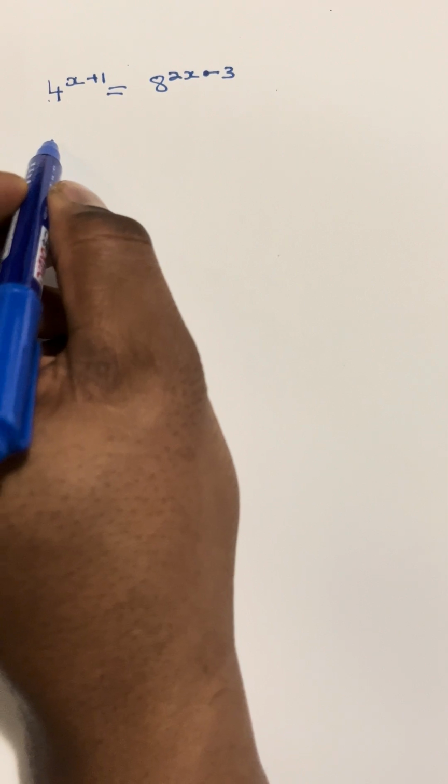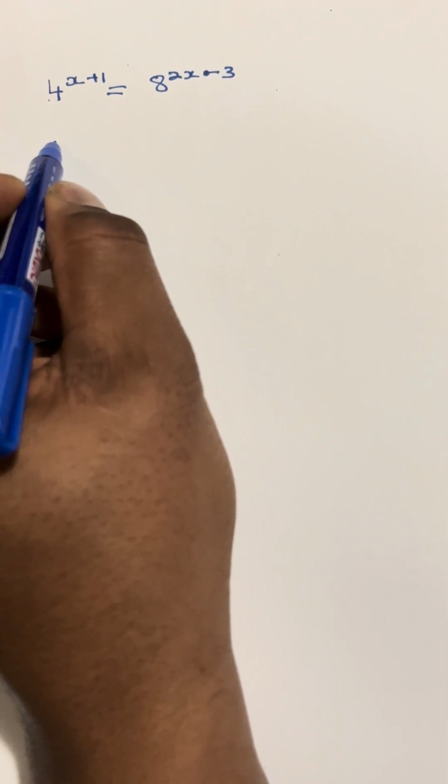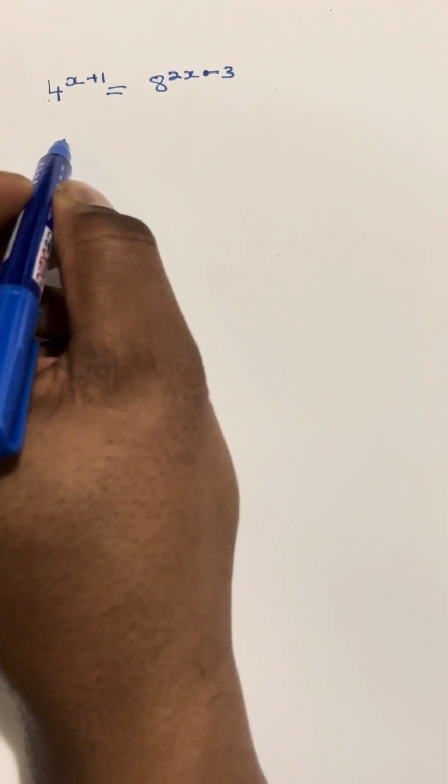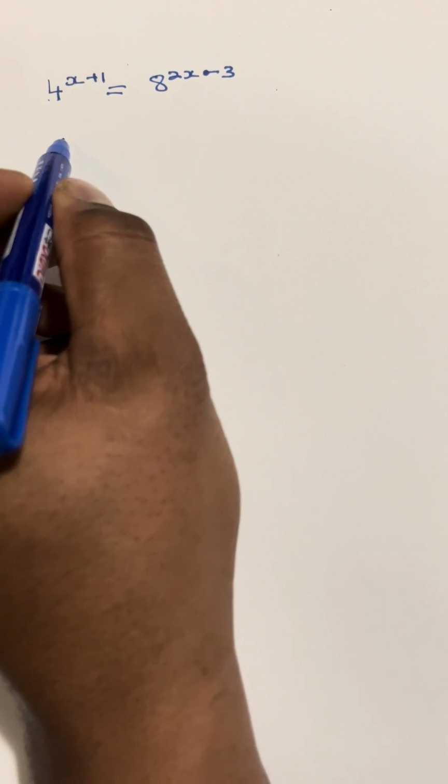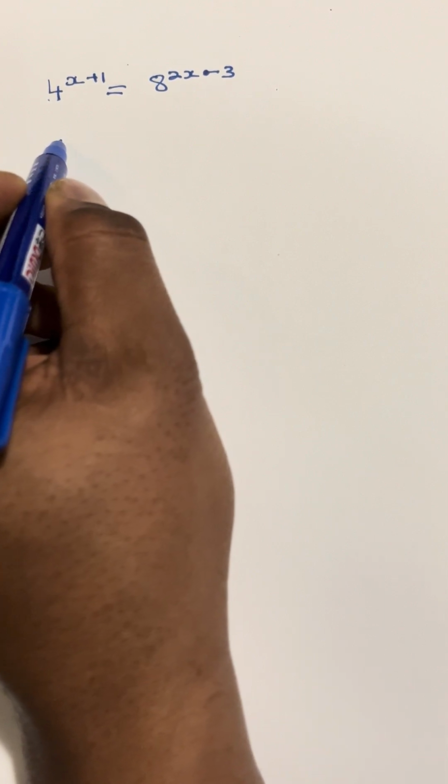Solve for x. Now, what is the solution for this? Today we are going to solve 4^(x+1) = 8^(2x-1). Okay, how do we deal with it?